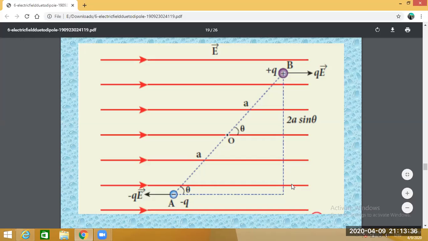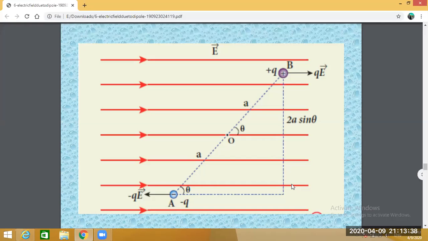Therefore, torque or moment of force is expressed as the product of one of the forces and the perpendicular distance. One of the forces is QE. The magnitude of one of the forces is QE, or mod of minus QE. So this is one of the forces, and this is the perpendicular distance. Multiply together, and what we get will give you the torque.